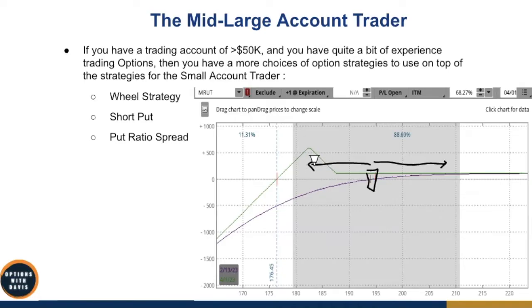So as you can see down here, if your price so happens to stay within this tent by expiration, then you're going to make much more than the credit you receive upfront for selling this put ratio spread.